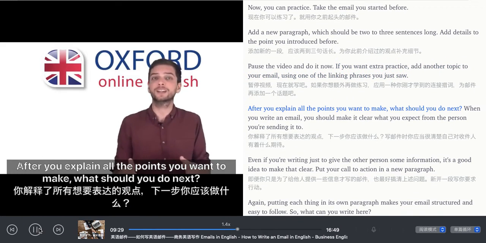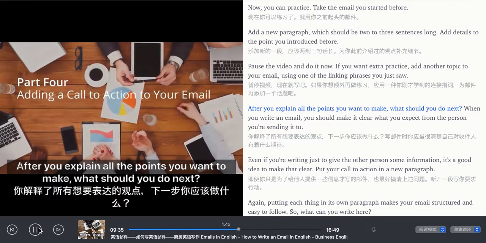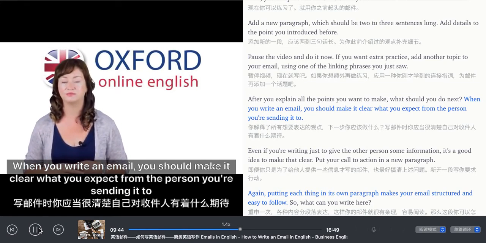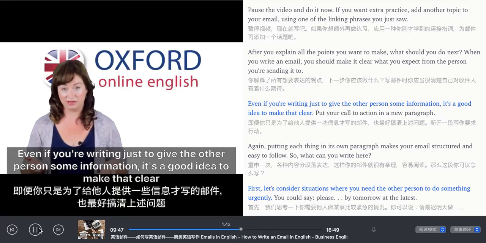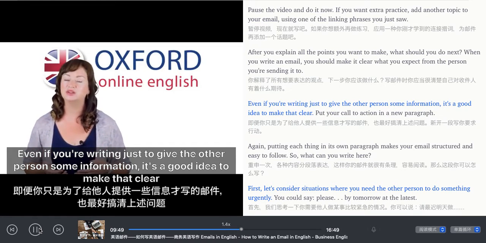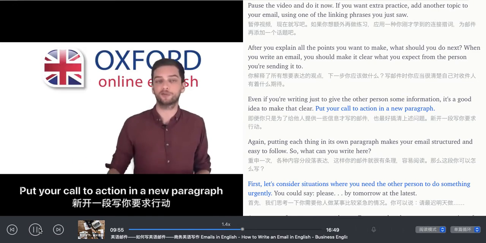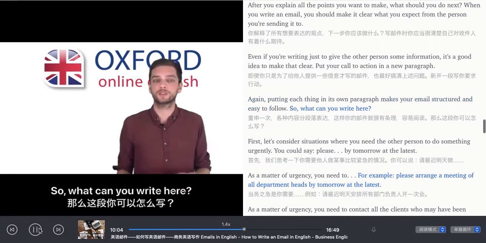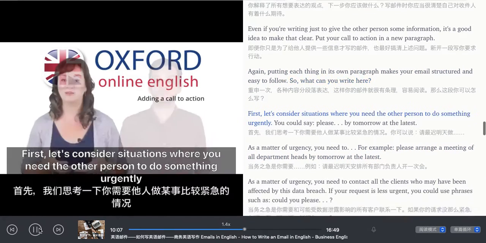After you explain all the points you want to make, what should you do next? When you write an email, you should make it clear what you expect from the person you're sending it to. Even if you're just writing to give the other person some information, it's a good idea to make that clear. Put your call to action in a new paragraph. Again, putting each thing in its own paragraph makes your email structured and easy to follow. So, what can you write here?